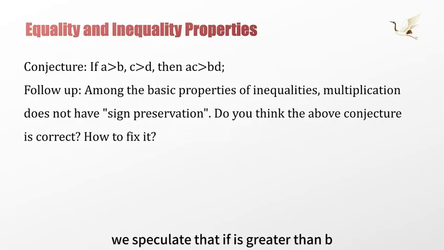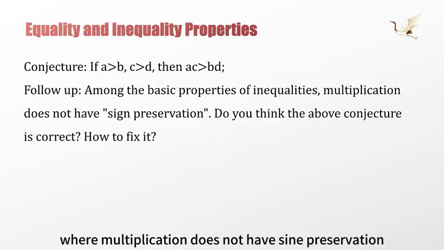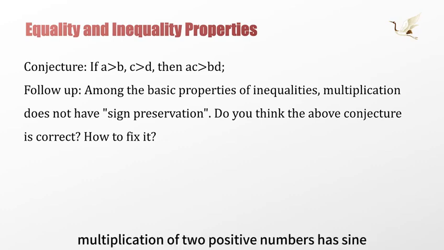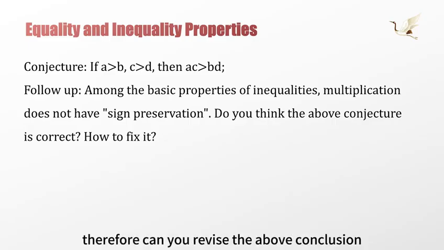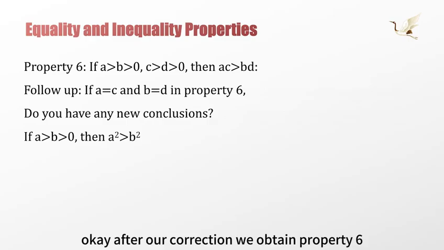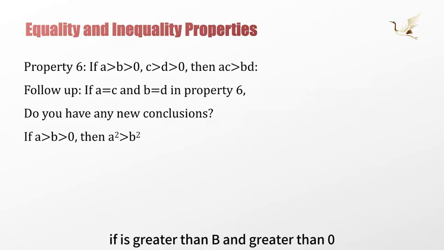We speculate that if A is greater than B and C is greater than D, then AC is greater than BD. Let's take a look at the basic properties of inequalities, where multiplication does not have sign preservation, but we also know that multiplication of two positive numbers has sign preservation. Therefore, can you revise the above conclusion? Okay, after our correction, we obtain property 6. If A is greater than B and greater than 0, C is greater than D and greater than 0, then AC is greater than BD.